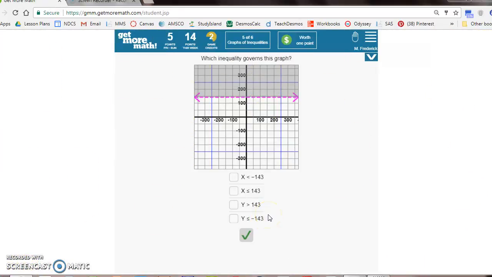And the last question we will take a look at today: which inequality governs this graph? So looking at this graph, it is a horizontal line. So we know that we have a y equals. We can immediately eliminate the top two question choices. Additionally, we have a dashed line with shading above that line, which indicates the symbol we are looking for here is greater than. So our correct choice is y is greater than 143.